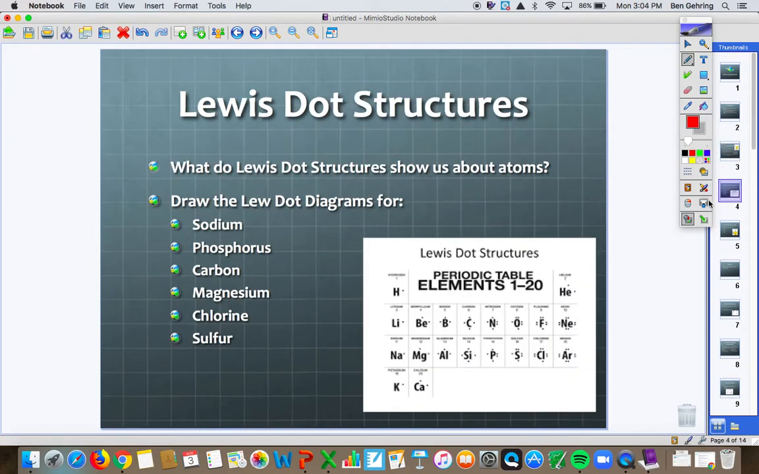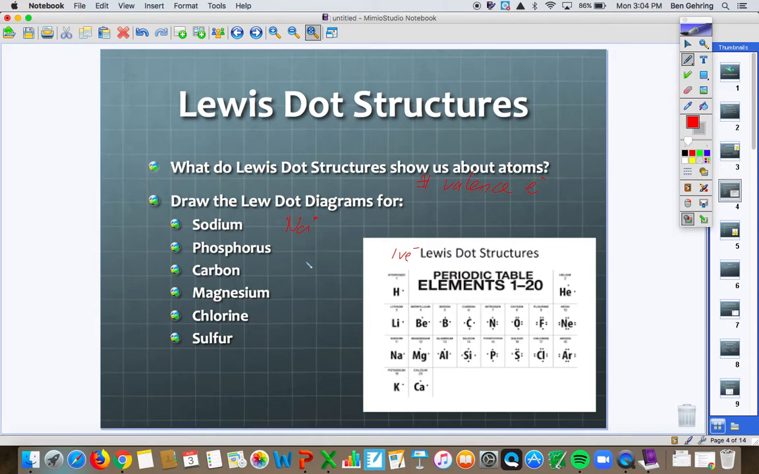So let's get started. We're going to talk Lewis dot structures. When we draw Lewis dot structures, we're looking at what those tell us about an atom. And in this case, Lewis dot structures tell us the number of valence electrons. So if I'm drawing a Lewis dot diagram for sodium, I'm going to find sodium on the periodic table. It's on the left side, column 1. Everything here has 1 valence electron, so sodium has 1 dot.